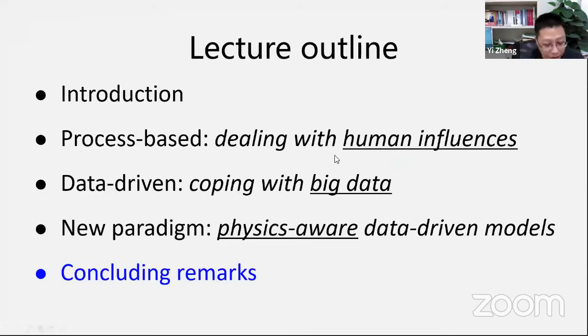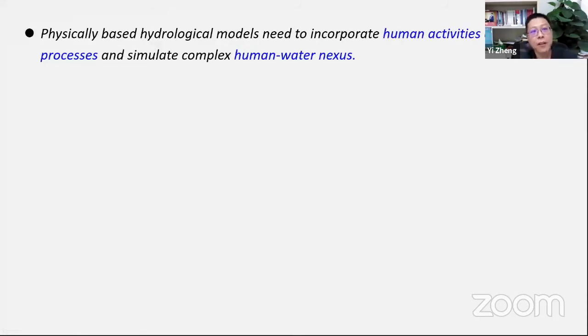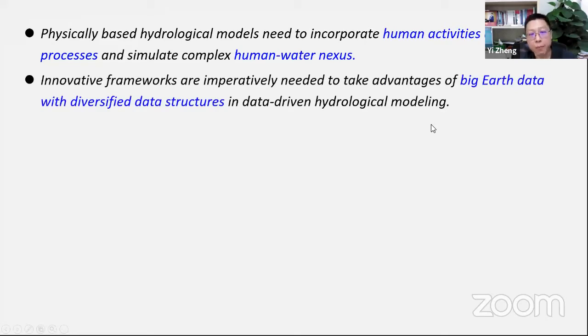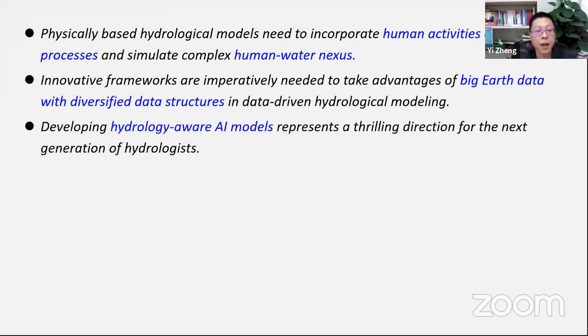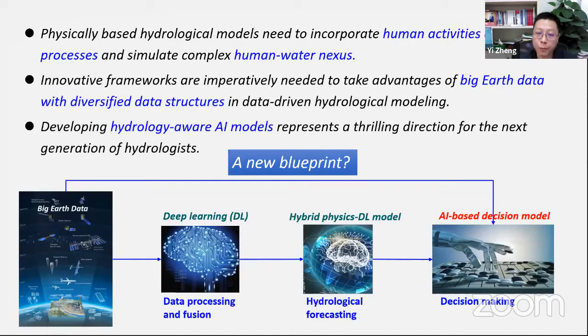Okay. So finally, I have 1 minute to wrap up my lecture. Conclusion. First, physically based hydrological models need to incorporate human activities as internal processes and simulate the complex human-water nexus. Second, innovative frameworks are imperatively needed to take advantage of big Earth data with diversified data structures in data-driven hydrological models. We also learned from the research cases that developing hydrology-aware AI models really represents a thrilling direction for the next generation of hydrologists. Okay? So eventually, I would bring up a new blueprint for discussion.